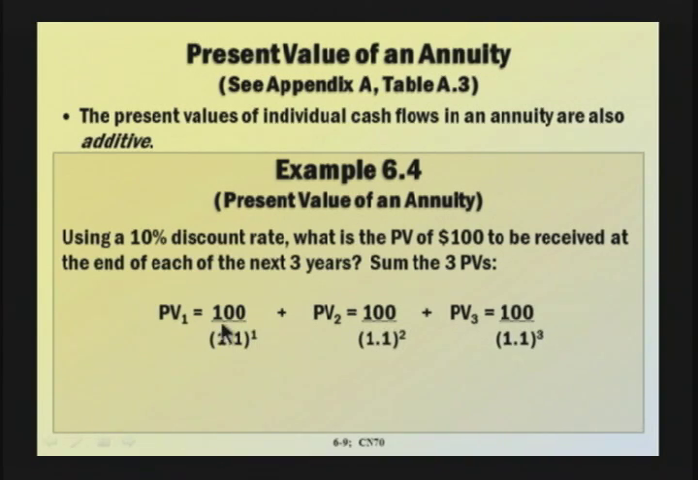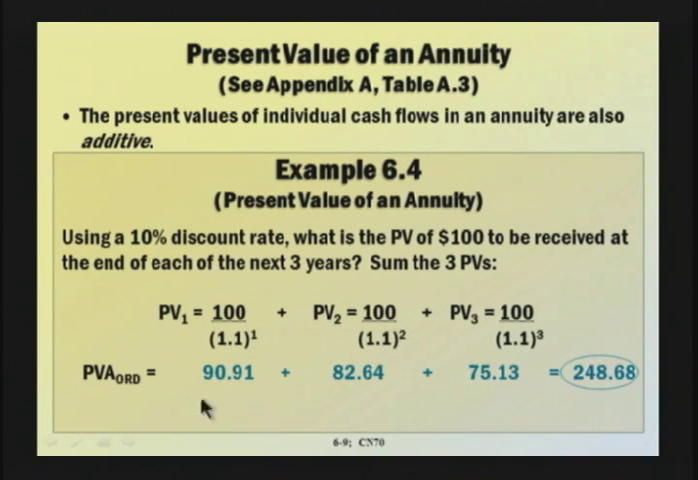You're going to get $100 1 year from now. We'll discount it at 10% for 1 year. You'll get another $100 2 years from now. We'll discount it 2 years at 10%. And then the third payment is 3 years from now, discounted 3 years at 10%. So those individual present values are shown, and the annuity is equal to the sum of those three present values.